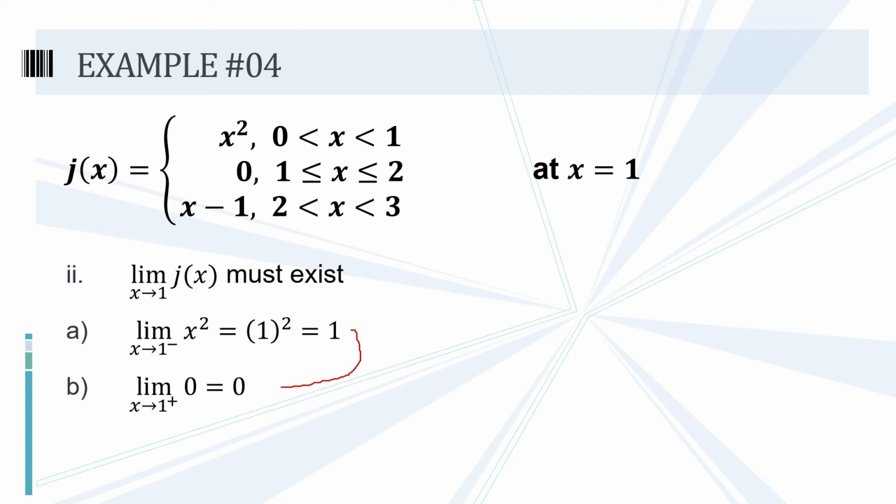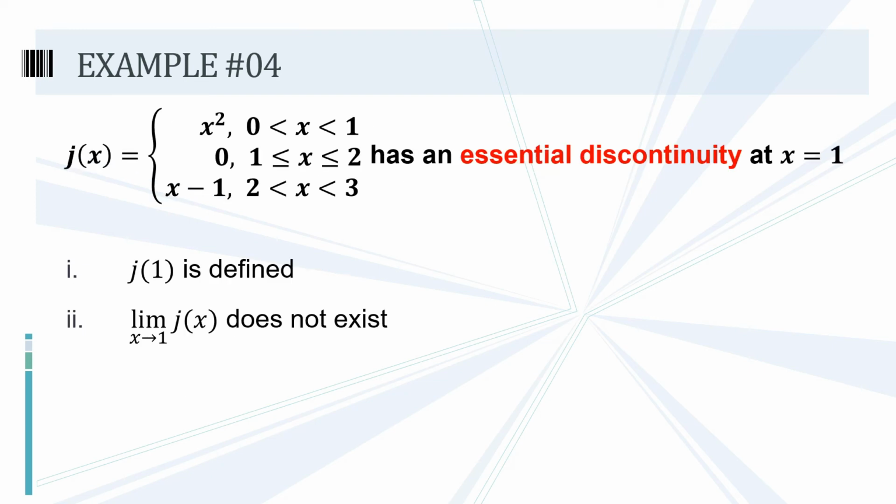And notice that the two are not equal. Therefore, the limit of j of x as x approaches 1 does not exist. Okay? So, since j of 1 is defined but the limit does not exist, therefore, j of x has an essential discontinuity at x equals 1.